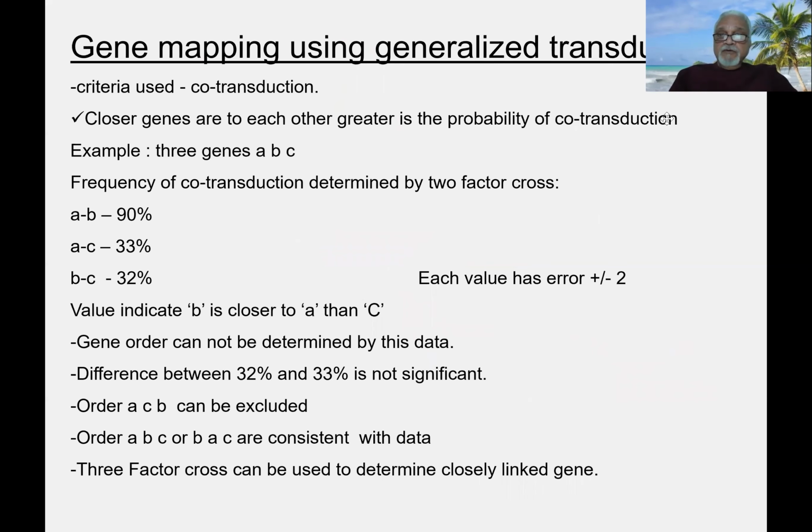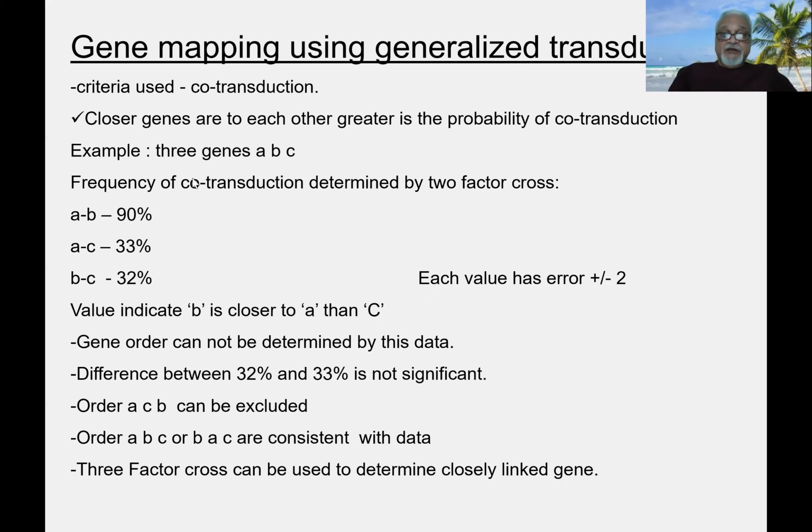Now, how is this then exploited? First, the generalized transduction. Let us see how the generalized transduction has been used for gene mapping. The basis, as I mentioned, is that the closer the genes are to each other, the greater is the possibility of co-transduction. That is the presumption. If the two genes are transducing at a high frequency, it means they are sitting close to each other, or you may say they are linked also.